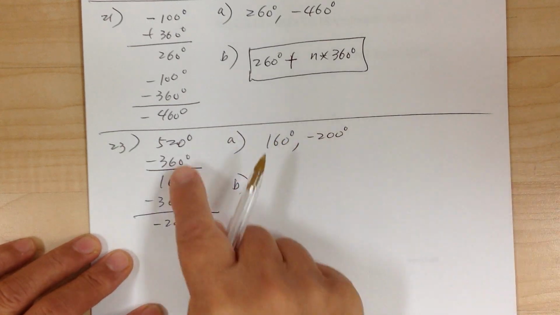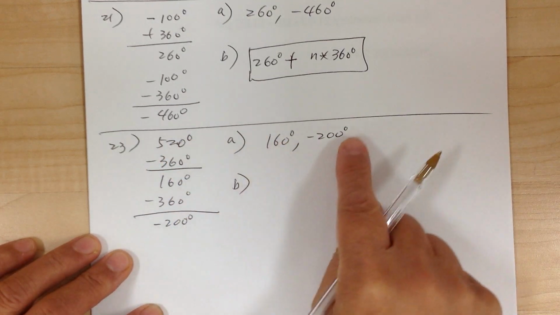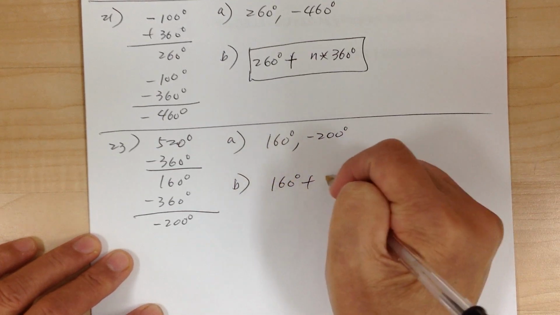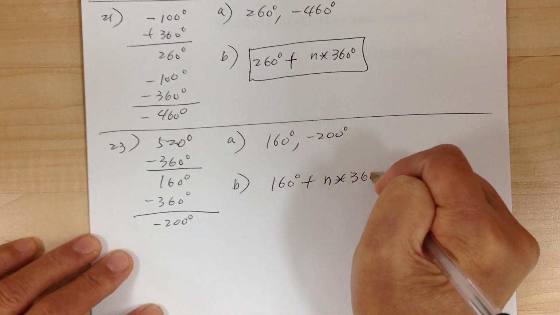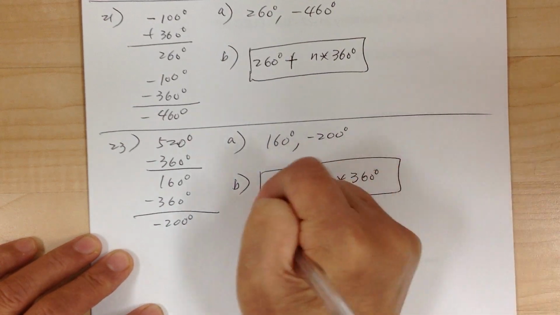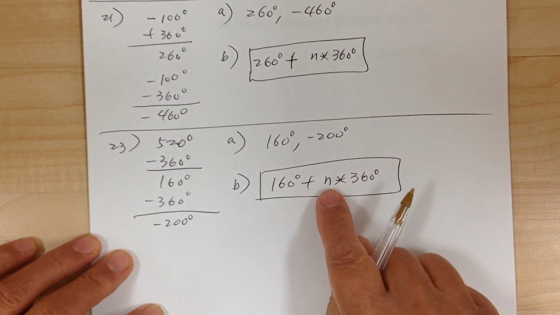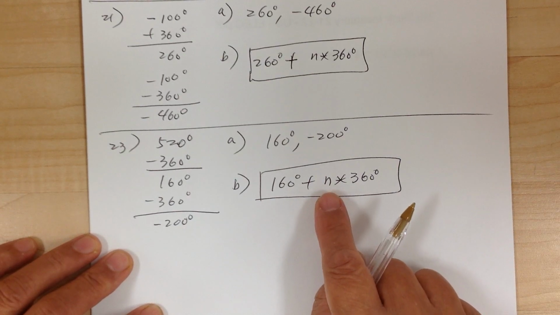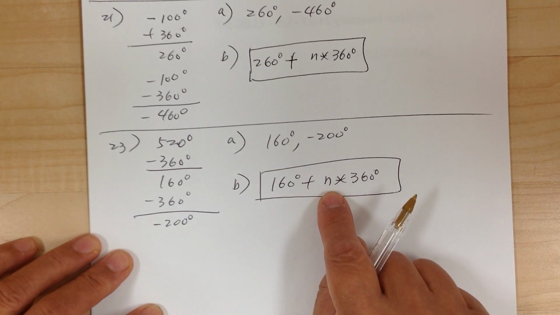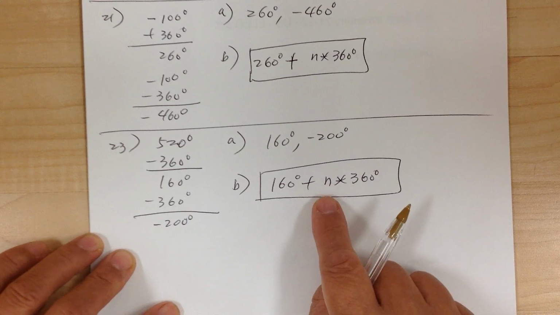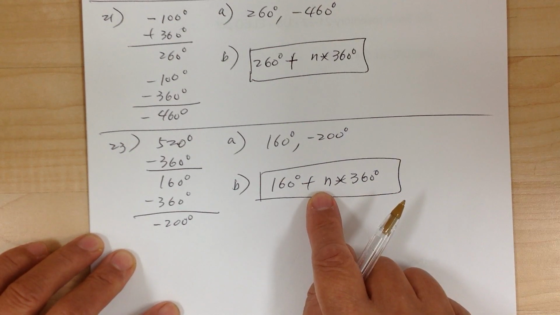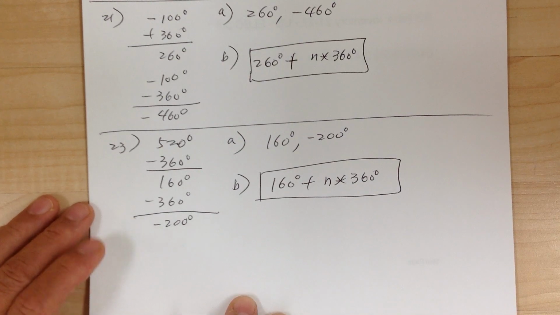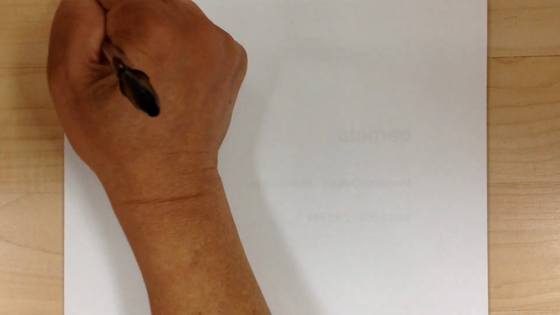Okay, to write the formula, again, you can use this number, you can use this number, you can use this number. But normally, you want to use the lowest positive number. Okay. So again, this is your angle, and basically what you're saying is that you can get to the same position by going around the circle. So n is the number of times you go around the circle, and each time you go around is 360, right?